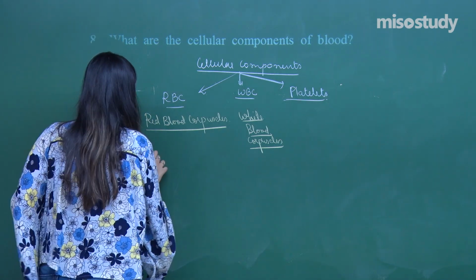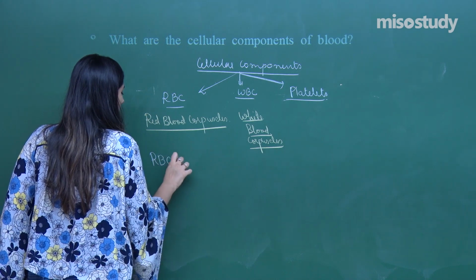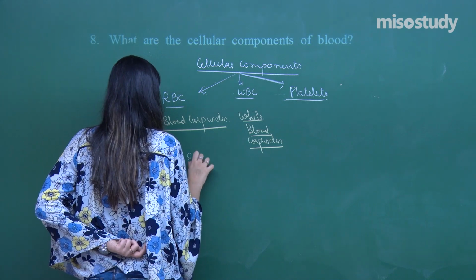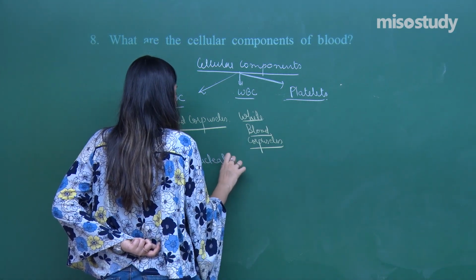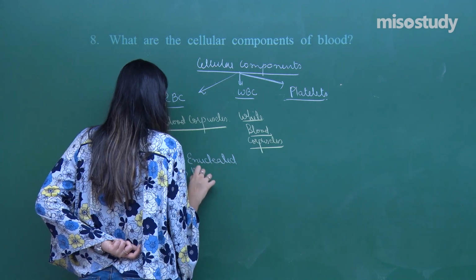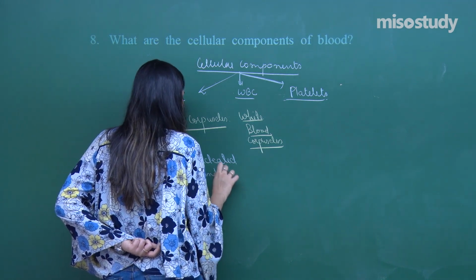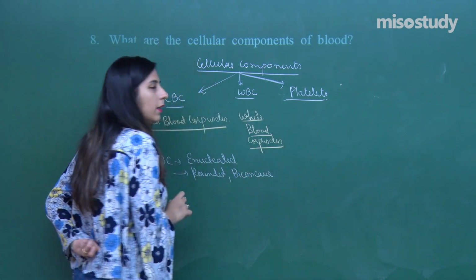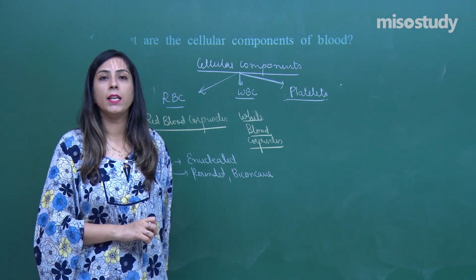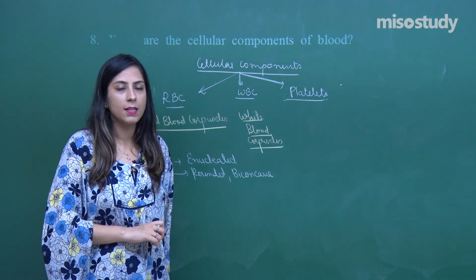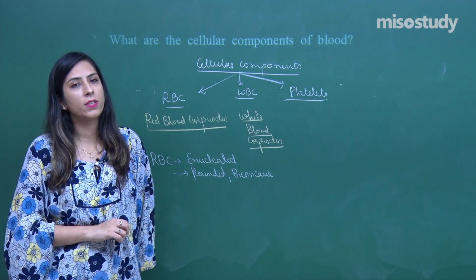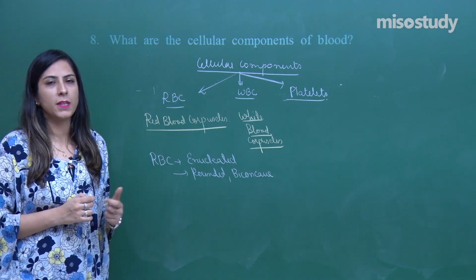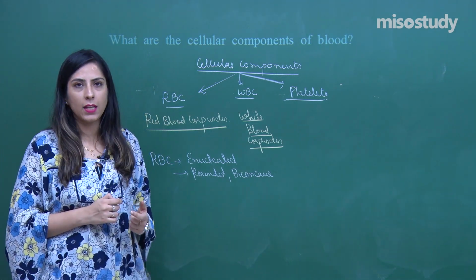Now let's discuss RBC. RBCs are mostly enucleated. They may be rounded, biconcave in shape, right? And what is the function of RBC? They carry hemoglobin with them, right? And what is the function of hemoglobin? It carries oxygen as well as carbon dioxide. So for the transport of different gases, basically for respiration, these RBCs are required.